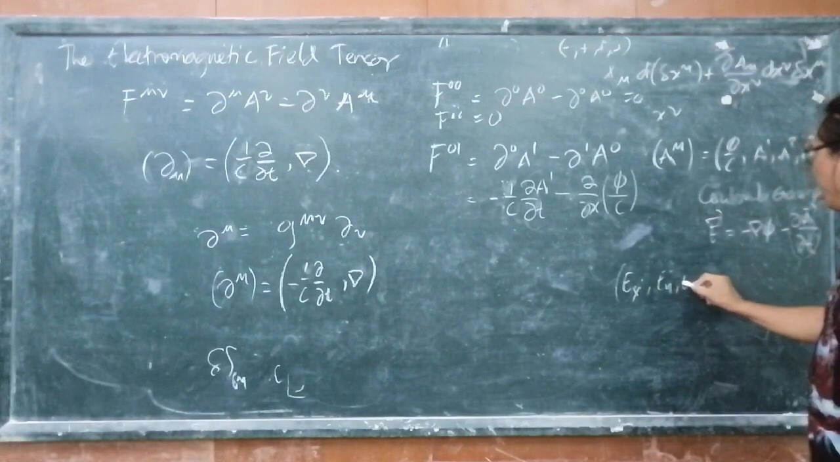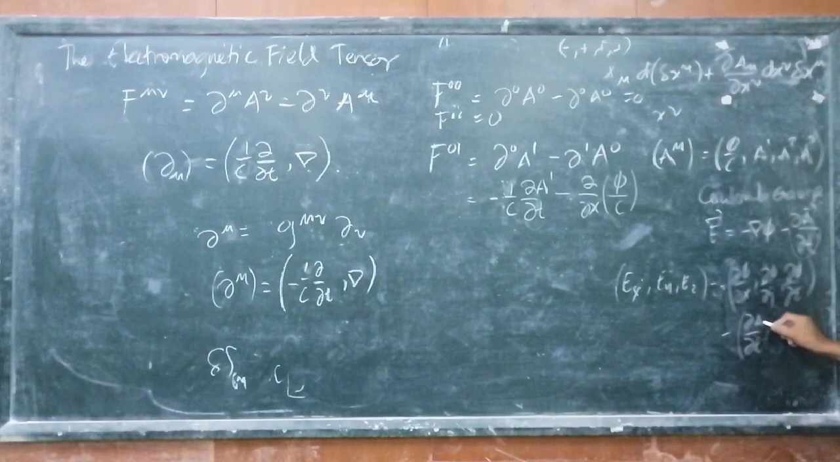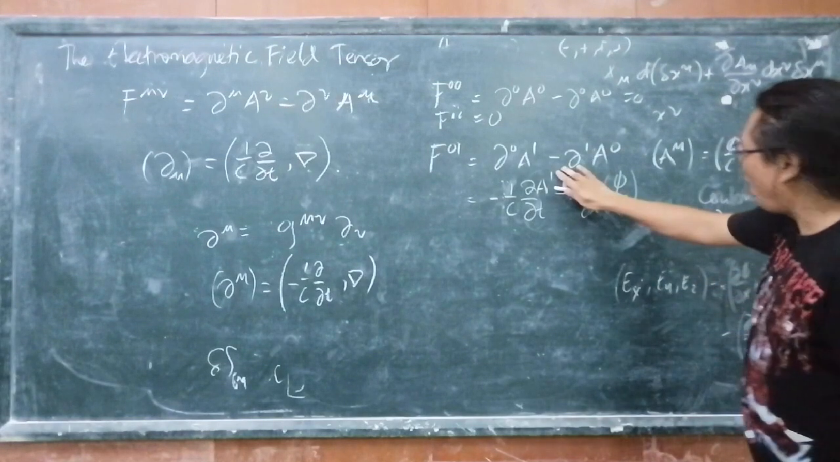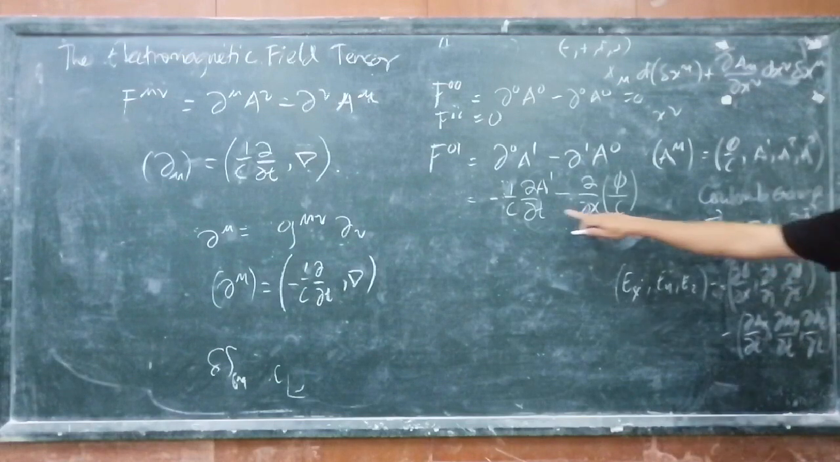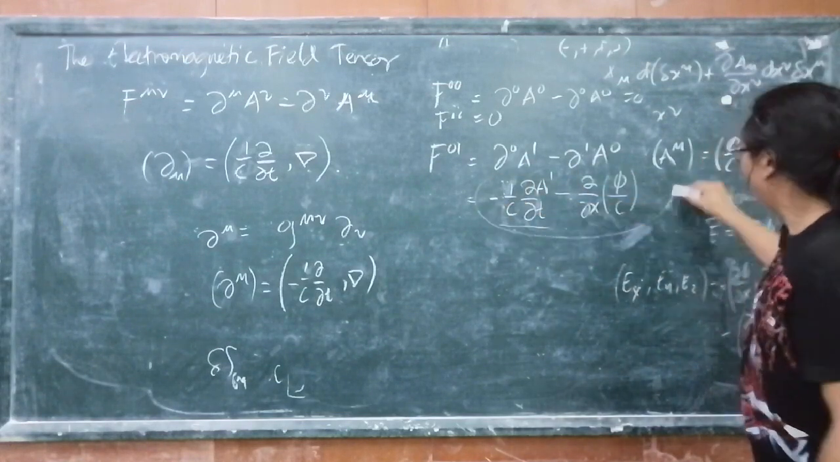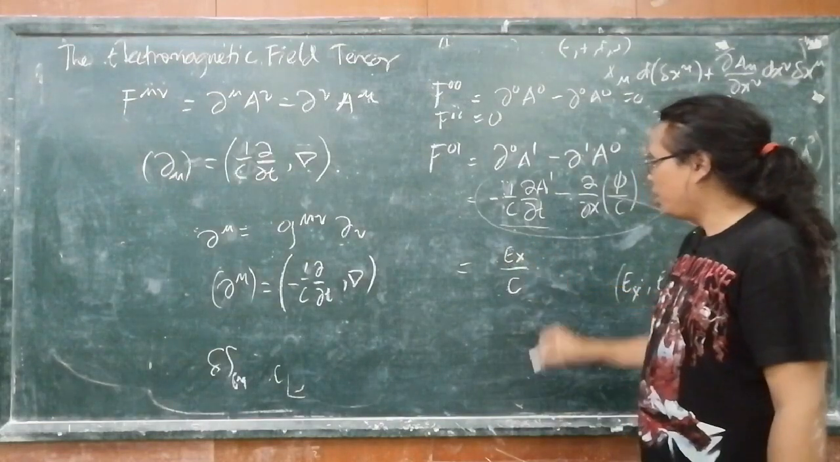Anyway, in vector form, this is actually EX, EY, EZ equals minus partial phi over partial X, partial phi over partial Y, partial phi over partial Z, minus partial AX over partial T, partial AY over partial T, partial AZ over partial T. Now, this is actually partial A1 over partial T. Compare that one here and you will see that this is equal to EX over C.